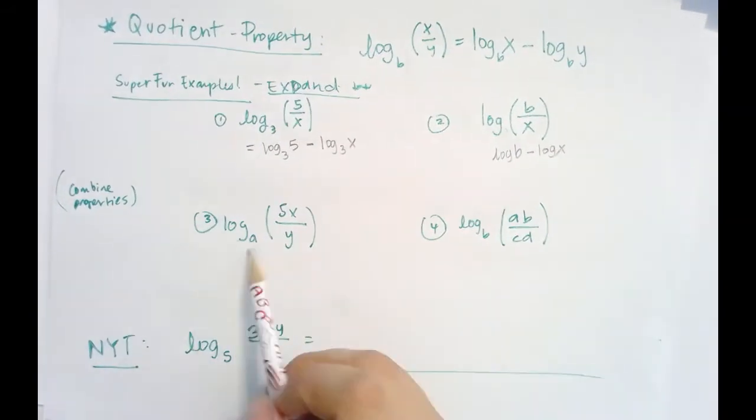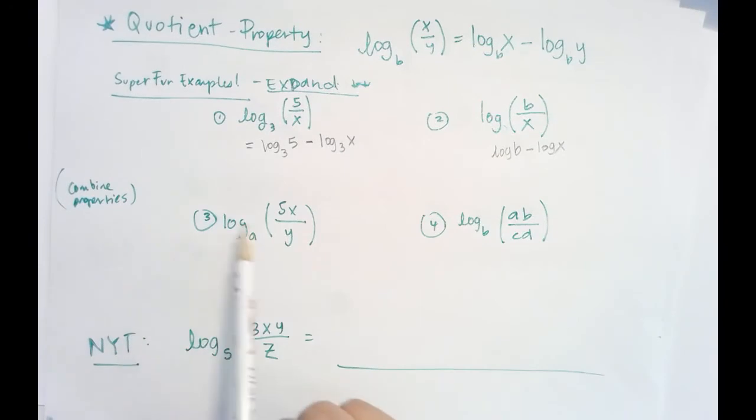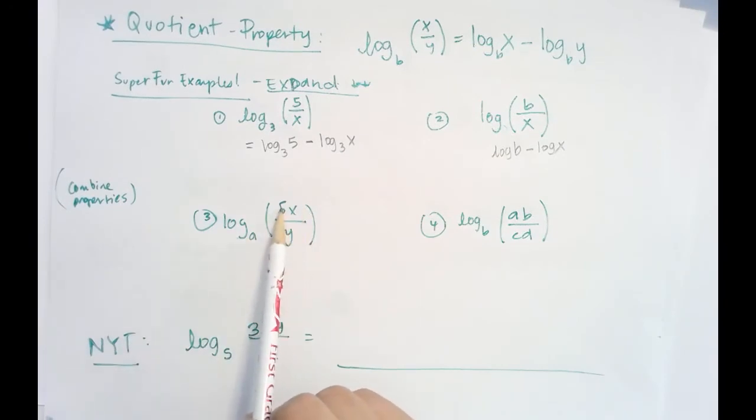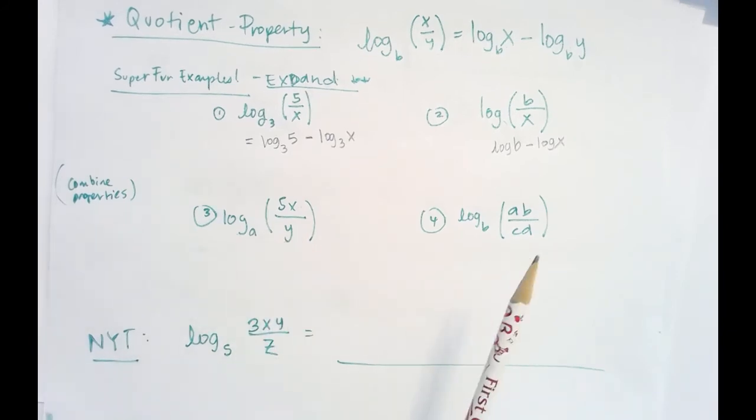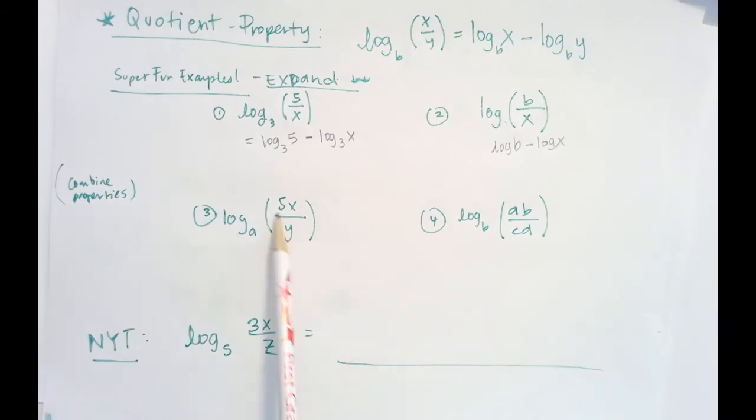Okay, so now this one here, we combine the properties because you see you have a product of 5 and x in the numerator and a y in the denominator. And I'm going to show you guys a short way of thinking about this when you have a fraction.